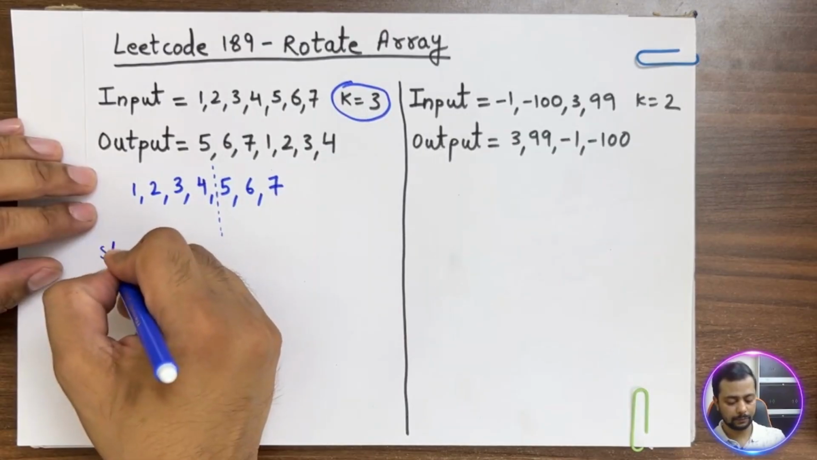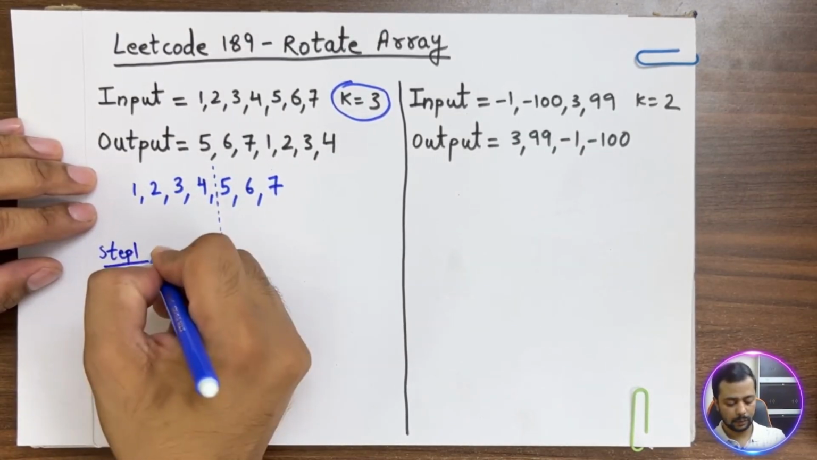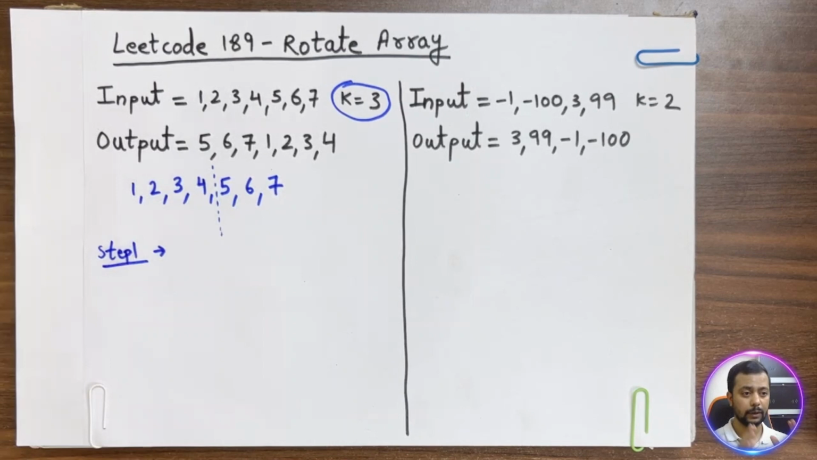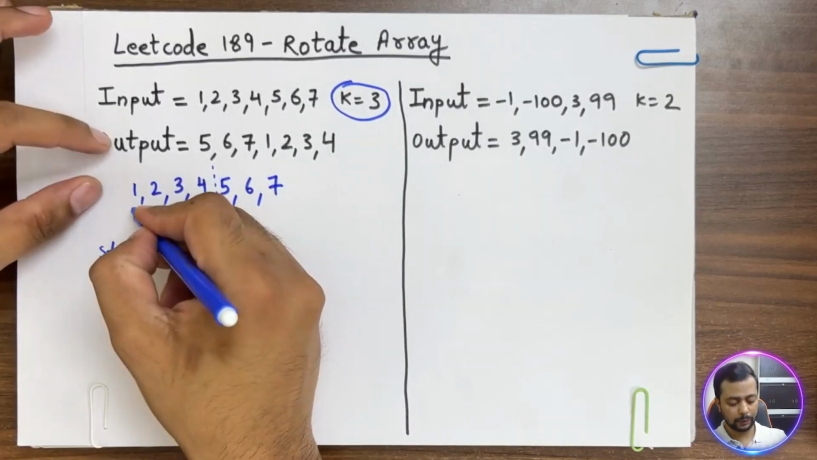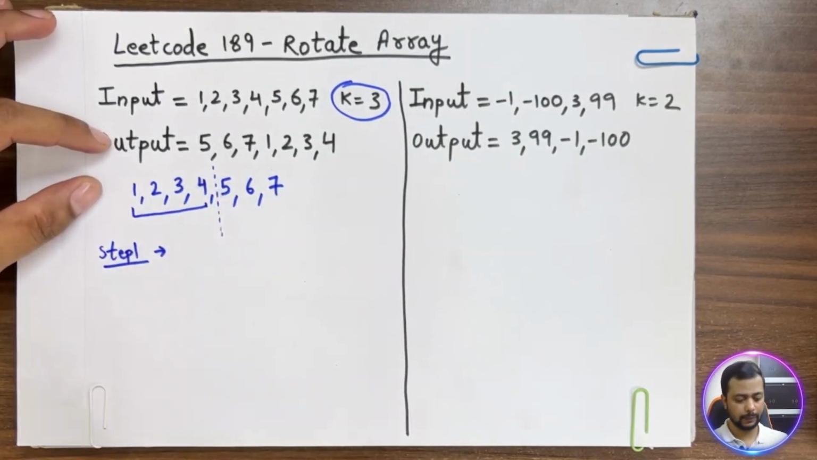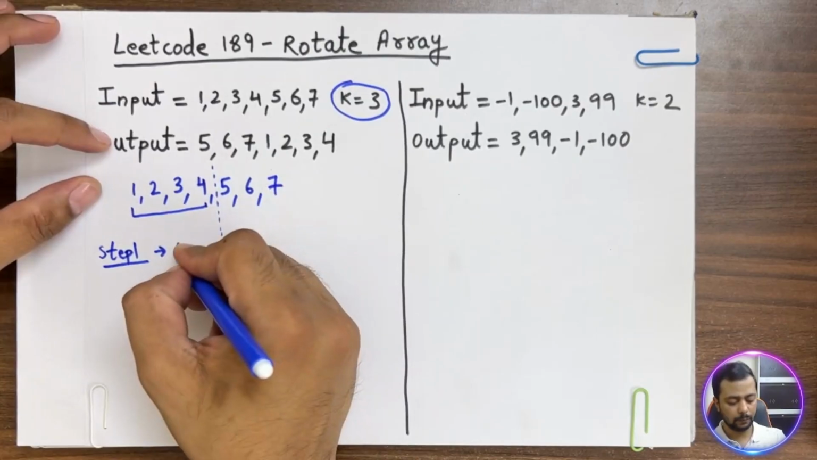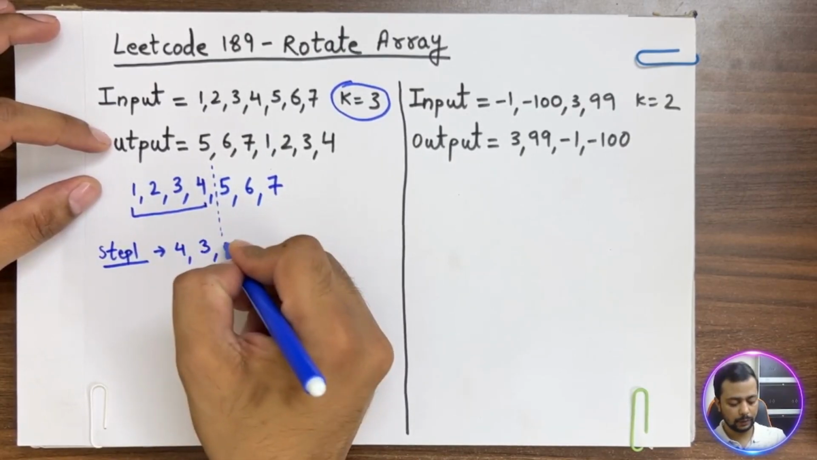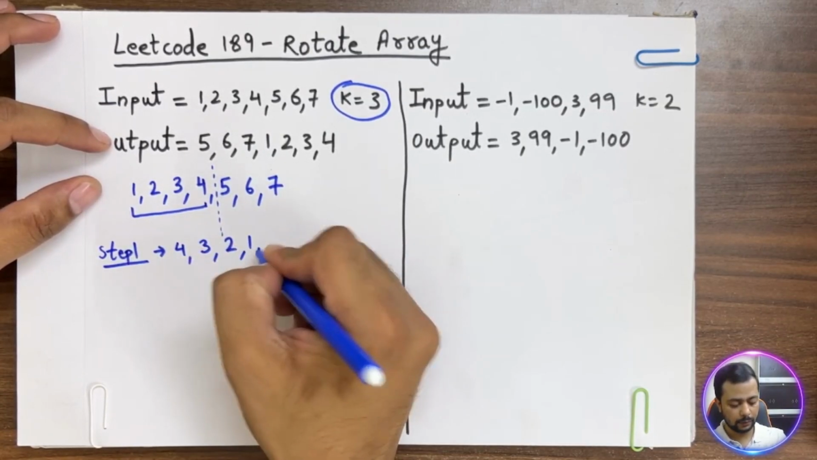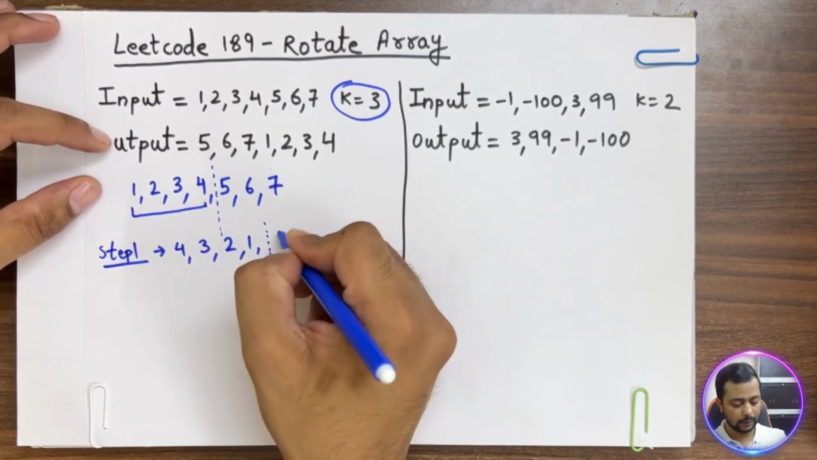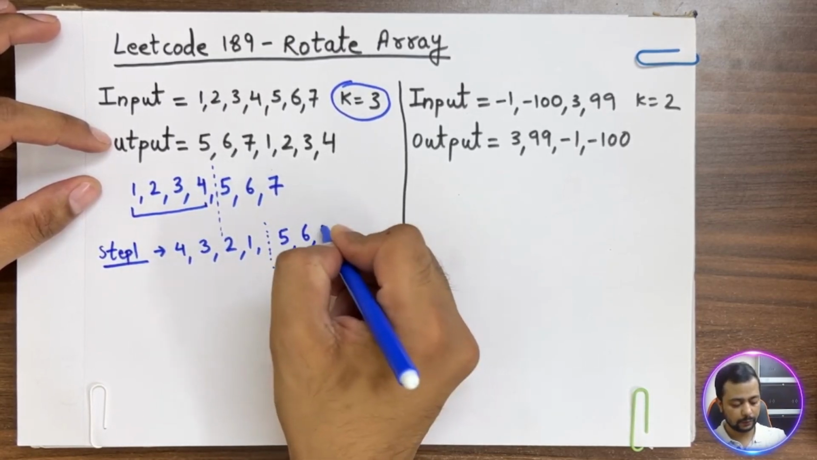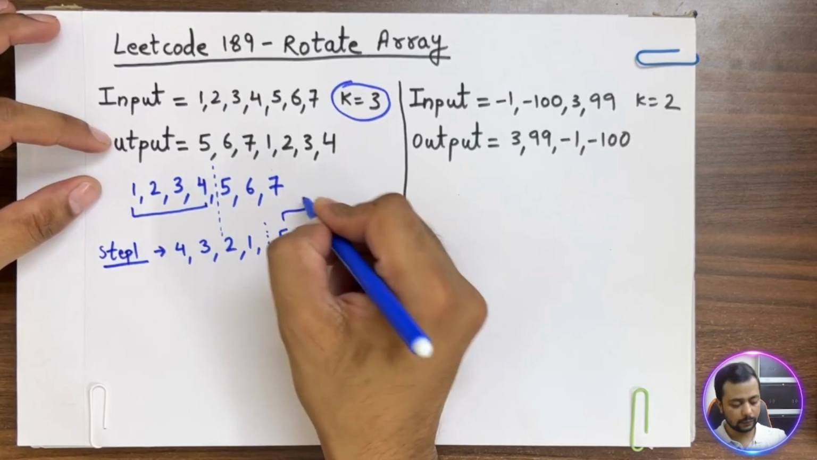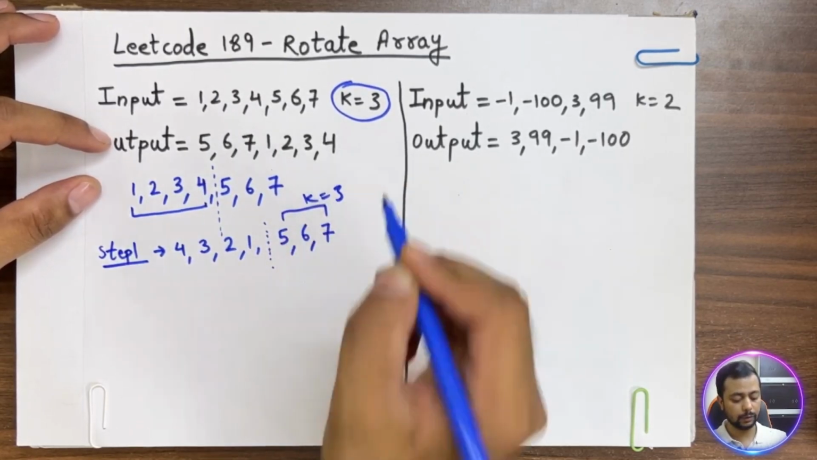Now what will I do? In step 1, I am going to reverse this array in partitions. There is an imaginary line, and in step 1 I am going to reverse this portion of the array. So what will the array become? 4, 3, 2, 1. Here is our imaginary line and then 5, 6 and 7. This is k equal to 3.